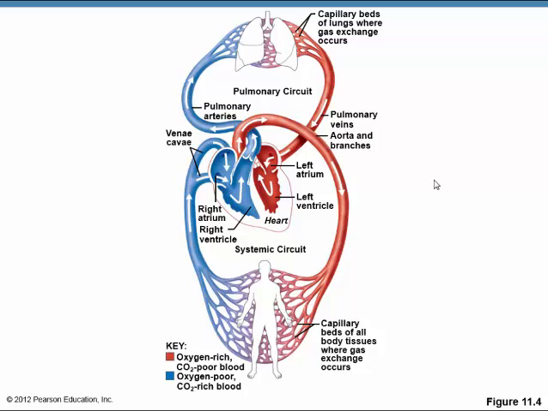So here we can see again that we have the systemic circuit, blood returning from the pulmonary circuit to the left side of the heart, from the left ventricle out the aorta. These are the systemic arteries, systemic capillaries. Oxygen is dropped off. Here we are in the systemic veins, returning to the right side of the heart. The right ventricle pumps into the pulmonary circuit, the pulmonary trunk, to the pulmonary arteries, to the pulmonary capillaries where oxygen is picked up. From there to the pulmonary veins, back to the left side of the heart.